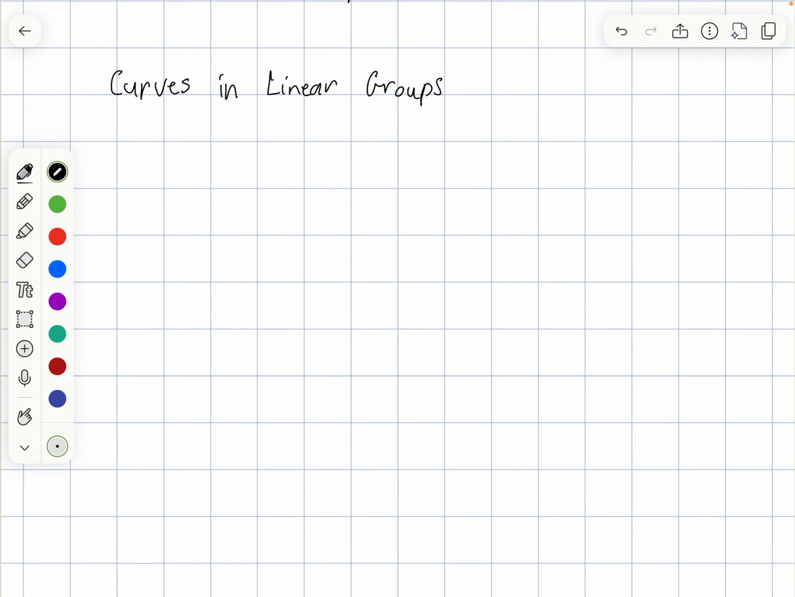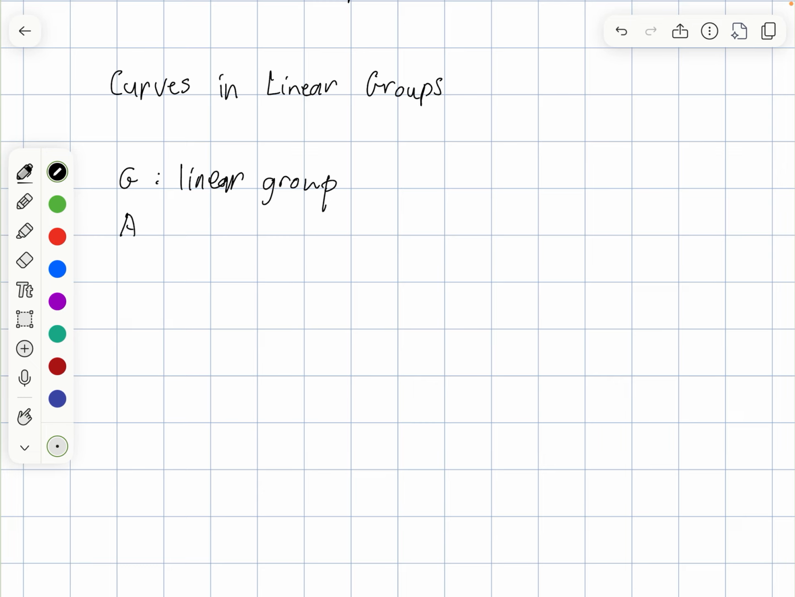Now we'll talk about curves in linear groups. So let's say that G is a linear group, and recall that this means that G is just a subgroup of the group of invertible n by n matrices, either with real or complex entries.